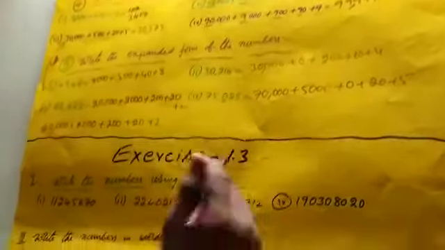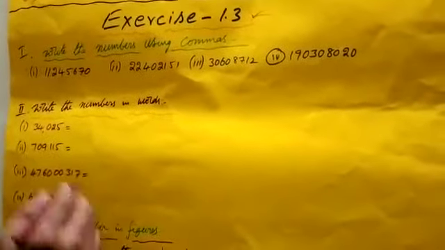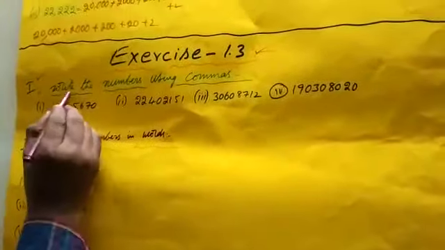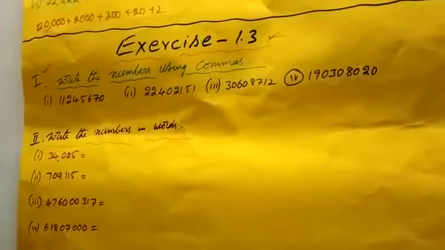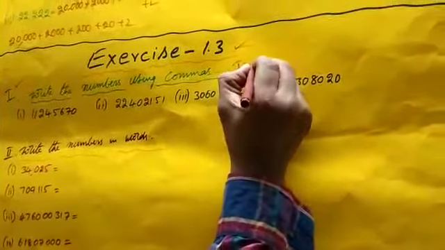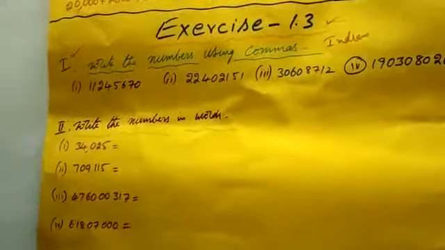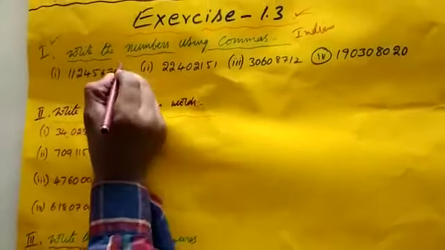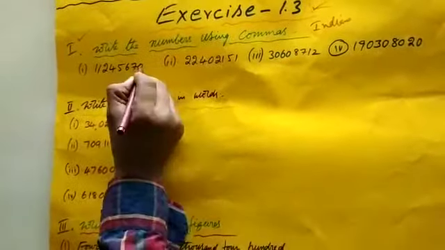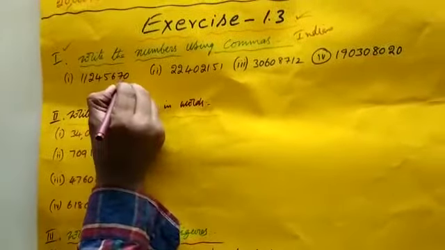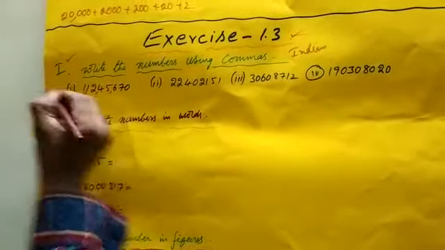Go to exercise 1.3. Here is the first one. What is the first one? Write the numbers using commas. This is the Indian system. Write the numbers using commas. For example, what is the Indian system? First of all, you go from right to left. You take 3 digits first, then put a comma, and after that every 2 digits.